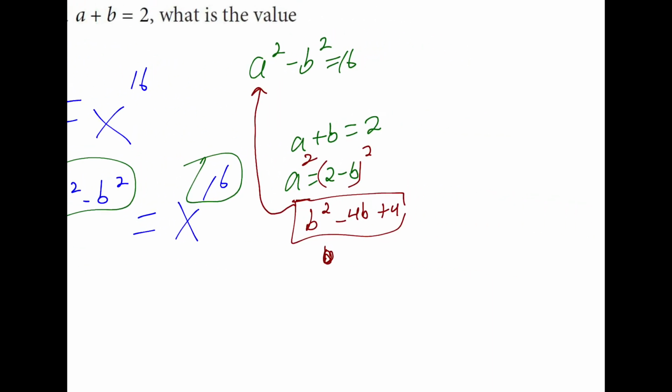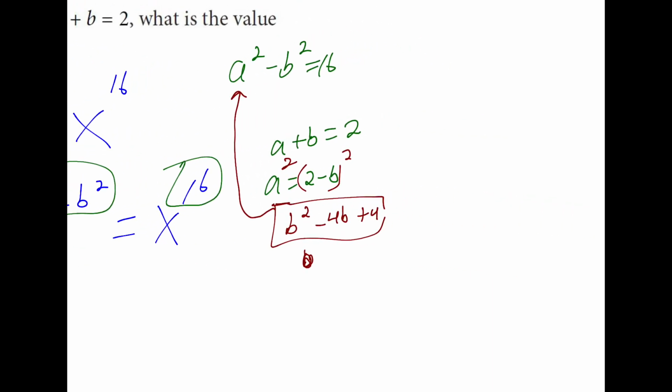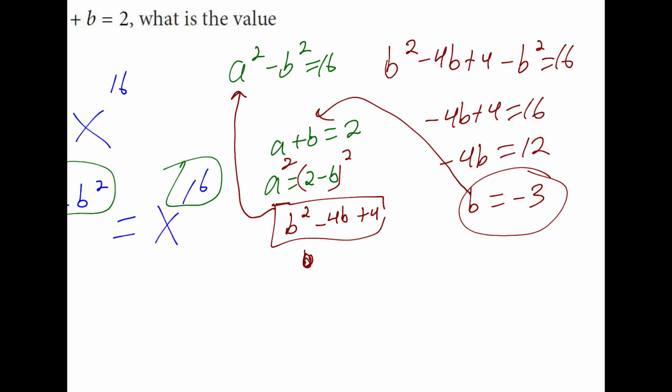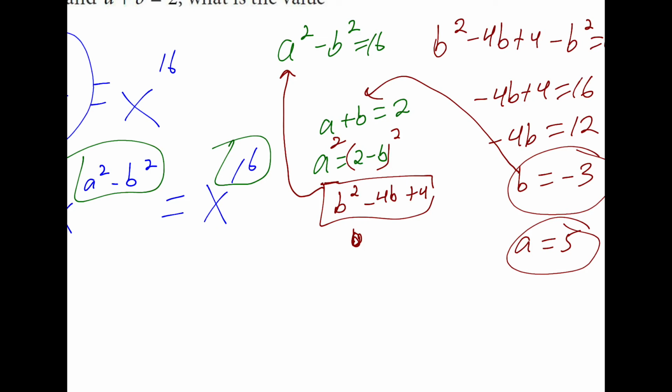I could then solve the other equation for a, and square both sides, plugging that in for a squared. Notice the b squareds cancel out. I have negative 4b is equal to 12. I have b is equal to negative 3. If I plug that back into one of my equations, I can identify that a is equal to 5. So they want to know a minus b, which is 5 minus a negative 3, or 5 plus 3. So the answer is 8.